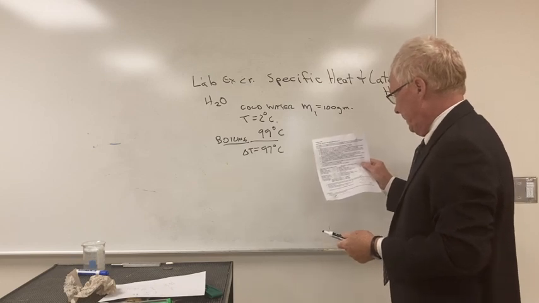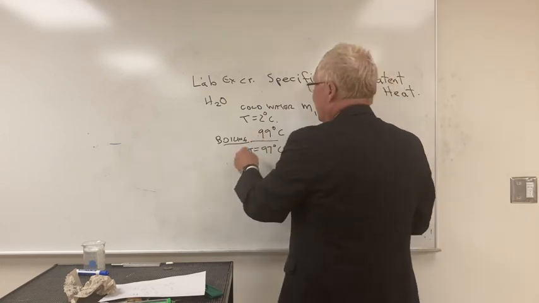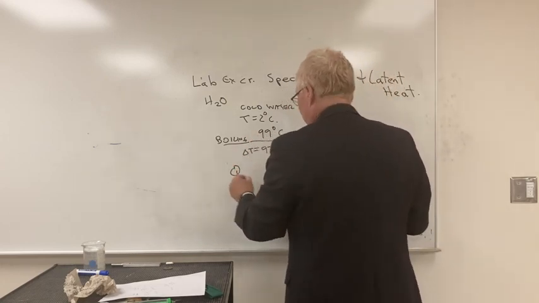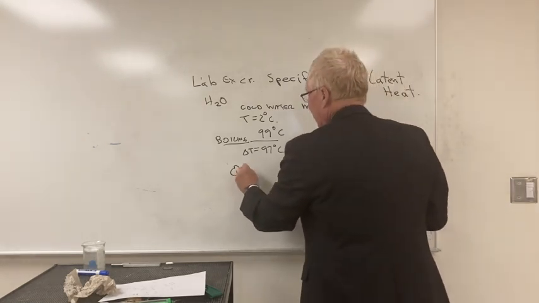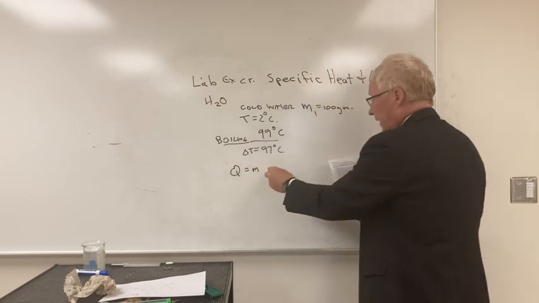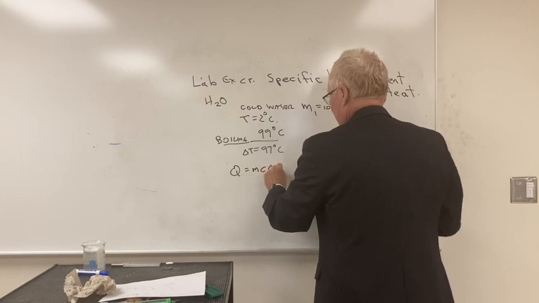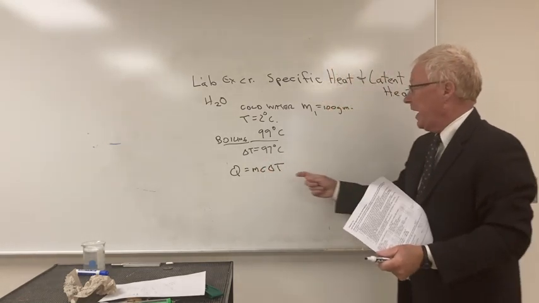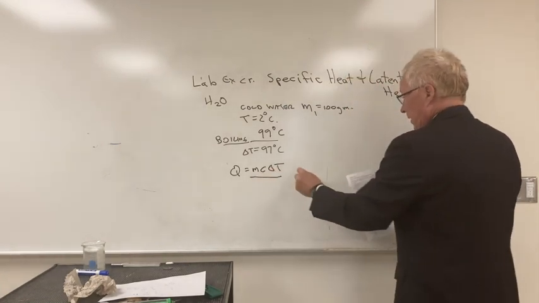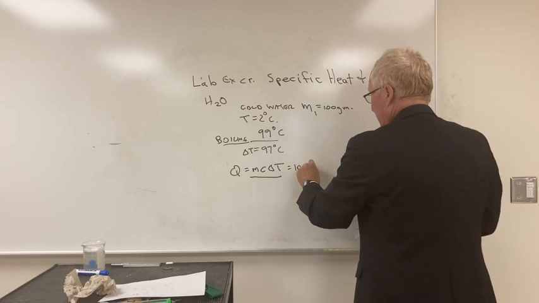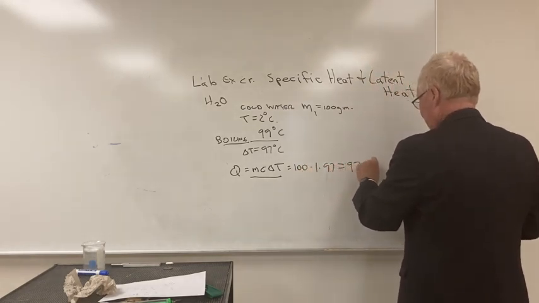Now, what we did is then the Q, which is the heat, is given by M, the mass, times the specific heat of water, times the change in temperature. That's how much heat we added to the water. So that was 100 times 1 times 97, which is 9,700 calories.